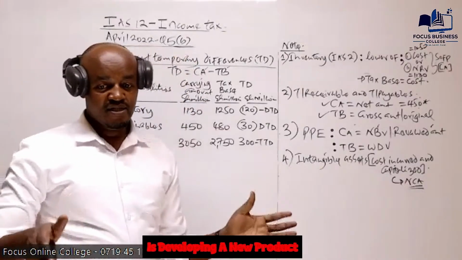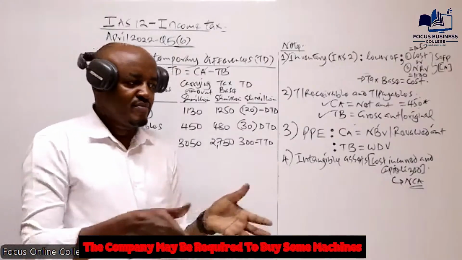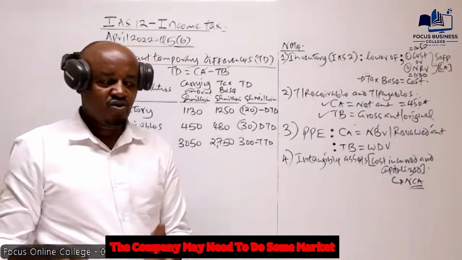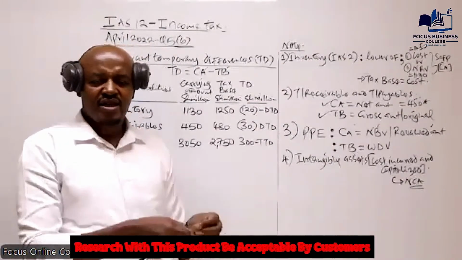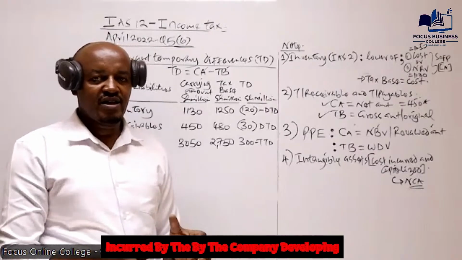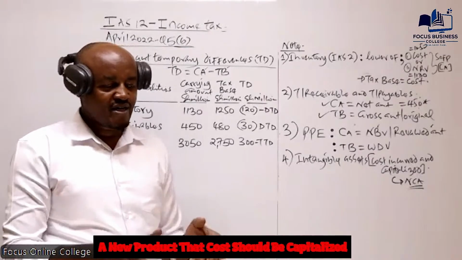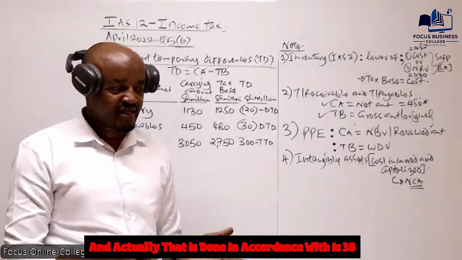We know that if the company is developing a new product, there are huge costs which are incurred. The company may be required to buy some machines. The company may need to do some market research. Will this product be acceptable to customers? The company needs to invest in marketing. There is huge cost incurred by the company developing a new product. That cost should be capitalized, and actually that is done in accordance with IAS 38.